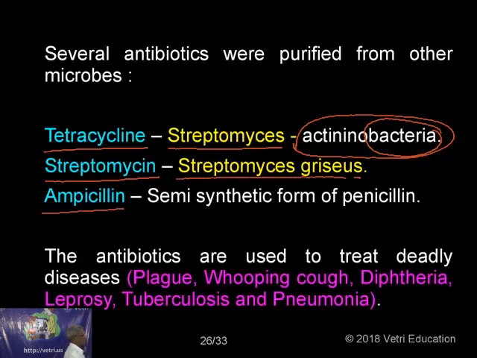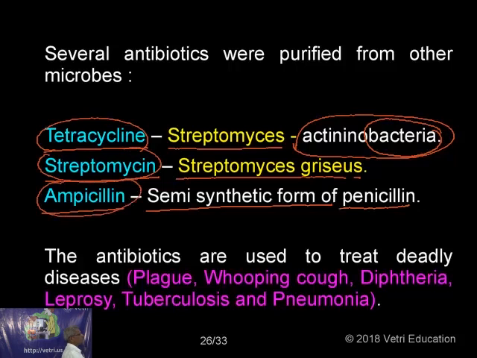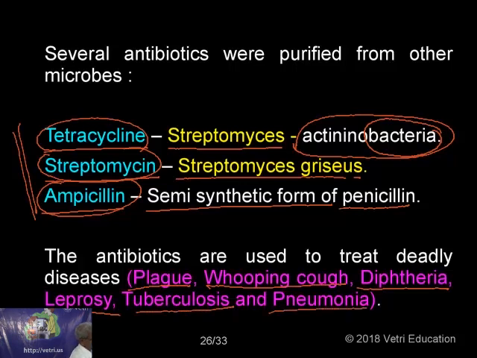Ampicillin is manufactured semi-synthetically from penicillium. And you know very well, this tetracycline, streptomycin, and ampicillin, all these are beautiful antibiotics. They are all life-saving drugs. The antibiotics are used to treat deadly diseases like plague, whooping cough, diphtheria, leprosy, tuberculosis, and pneumonia. So most of them are lung-related diseases.